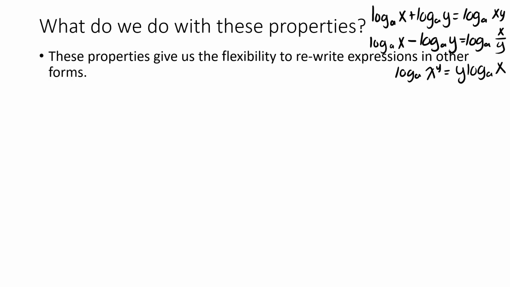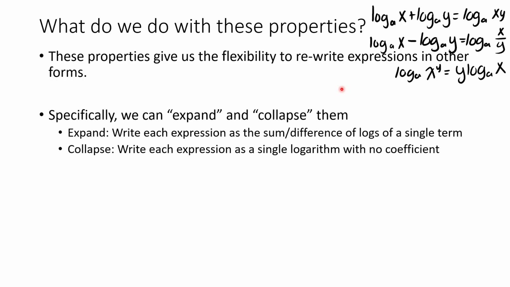Now, these properties give us the flexibility to rewrite expressions in other forms. Sometimes this is just called equivalent forms. So you can take a log expression written one way and write it in another way. We can use them in either order. We can start with something that looks like the left and rewrite it as something that looks like the right, or take something that looks like the right side and rewrite it so that it looks like something written on the left. That leads us to the 2 kinds of problems.